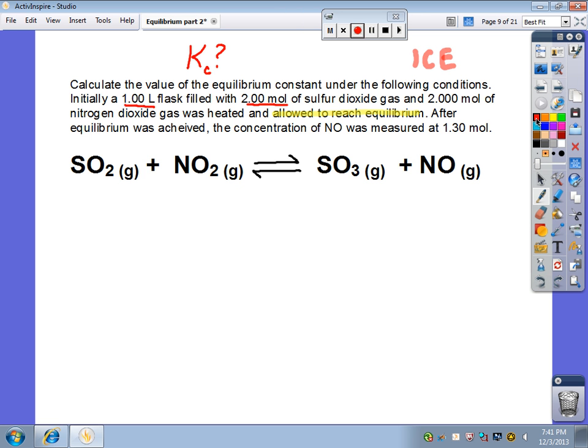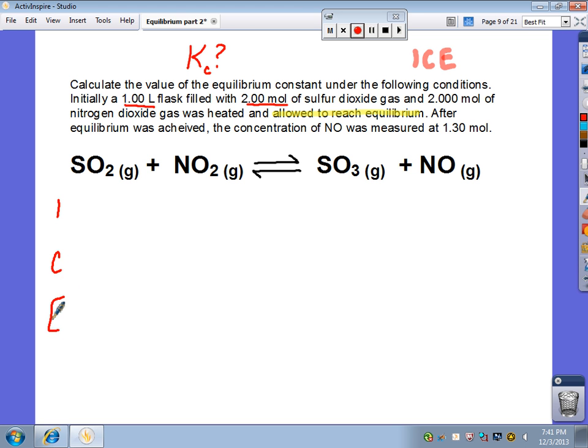So I'm going to go ahead and do this. ICE, initial change in equilibrium. And let's see what they are asking me to do. Find the value of the equilibrium constant. That means that for sulfur dioxide, which is right here, I have 2.00 moles in a 1 liter flask. That's going to give me a molarity of 2.00 molar.